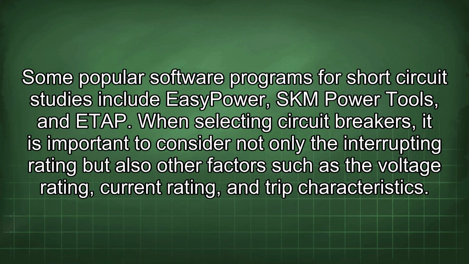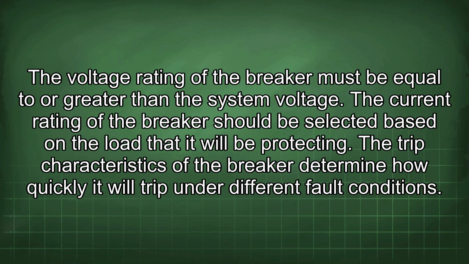When selecting circuit breakers, it is important to consider not only the interrupting rating but also other factors such as the voltage rating, current rating, and trip characteristics. The voltage rating of the breaker must be equal to or greater than the system voltage. The current rating of the breaker should be selected based on the load that it will be protecting. The trip characteristics of the breaker determine how quickly it will trip under different fault conditions.